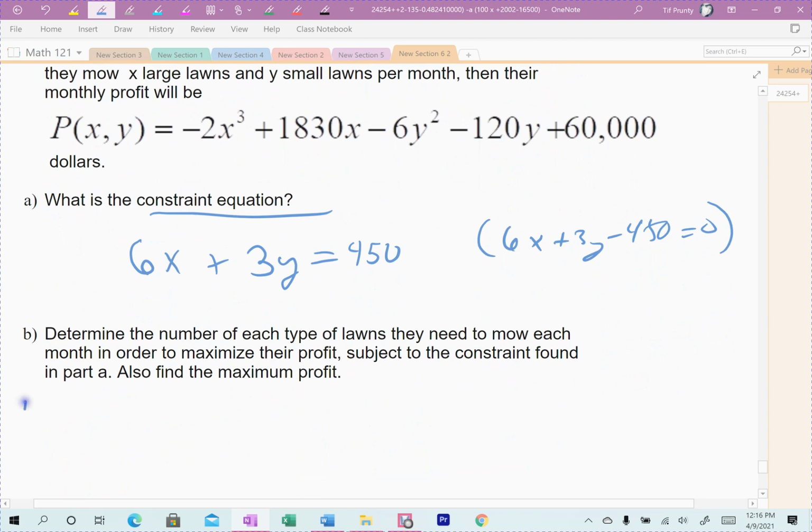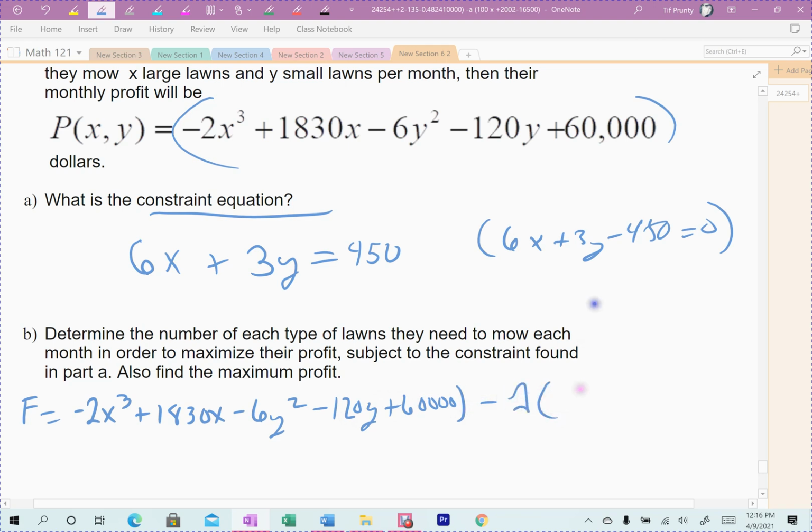So for Lagrange, the first thing we do is plug our profit in: negative 2x cubed plus 1830x minus 6y squared minus 120y plus 60000 minus lambda times the constraint.